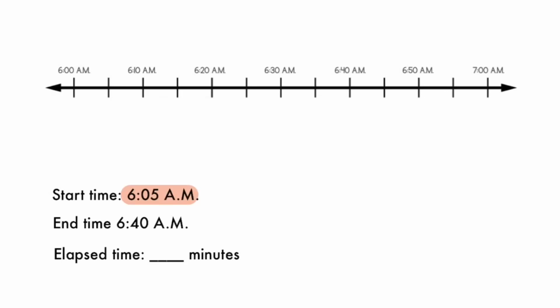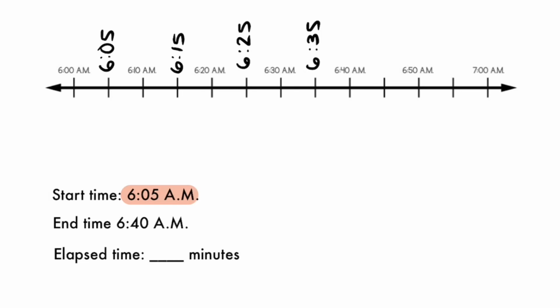We need to find that on our number line. Let's see what we have. We have 6 a.m. at the start, and we have 6:10, so we know halfway between those two times is 6:05. And now between 6:10 and 6:20 would be 6:15. Between 6:20 and 6:30 would be 6:25. Between 6:30 and 6:40 would be 6:35. Each time we added 5 minutes.